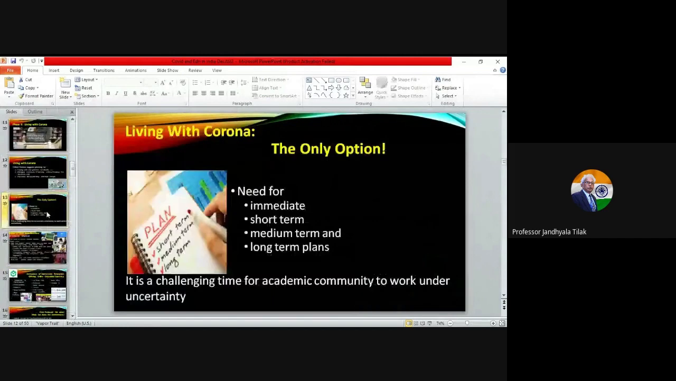What we need, the only option when we wish to live with Corona, is to make plans: immediate plans, short-term policies, and medium-term and long-term plans have to be developed by the education sector and by the rest of the country, the rest of the economies also. It's really a challenging time for everybody, specifically for the academic community, the teachers, the administrators, the planners, the policymakers, to work under such uncertainty without knowing how long it will continue.